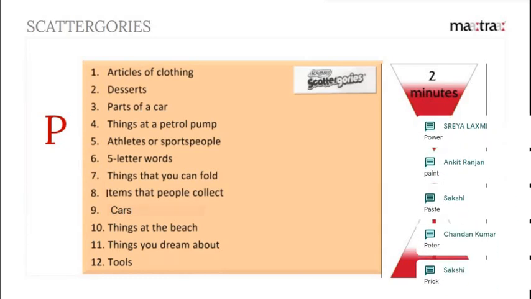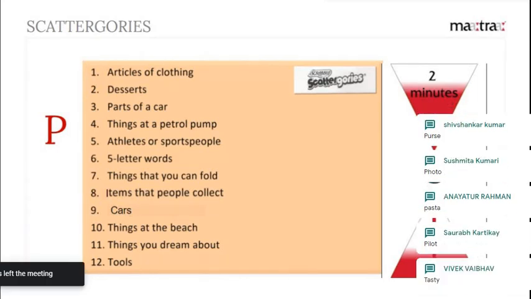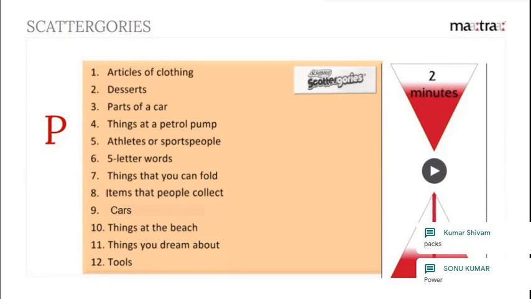Paste, Peter, paint, prick, people, piston, paper, purse, photo, pilot. I have a feeling some of you all are putting longer than 5, but I'm not checking. Pagal, pairs, plate, pinto. Pinto is thing or what? Actually, it's a 5-letter word. Okay, chalo, agreed. Things that you can fold. What can you fold? Everyone's only sitting and folding paper.